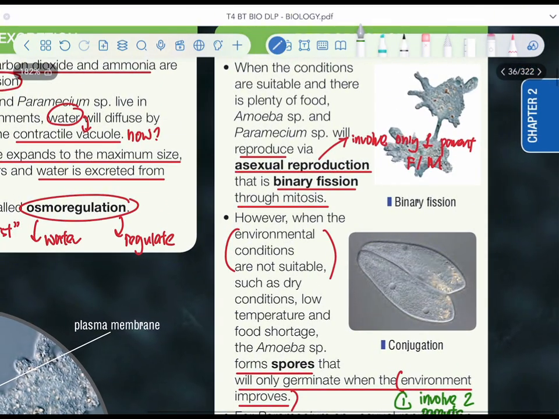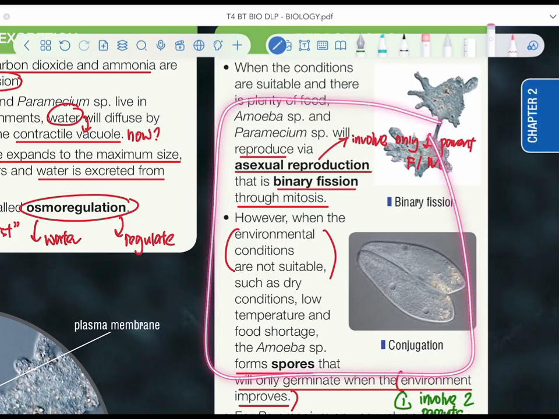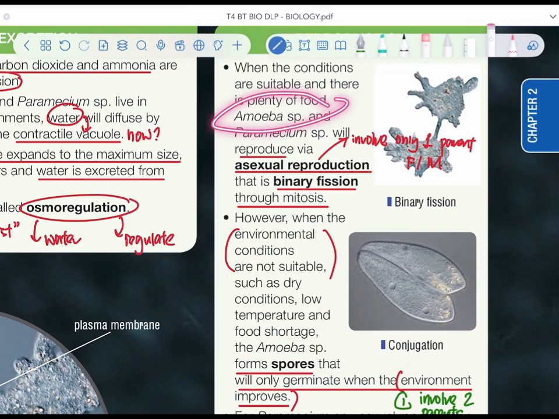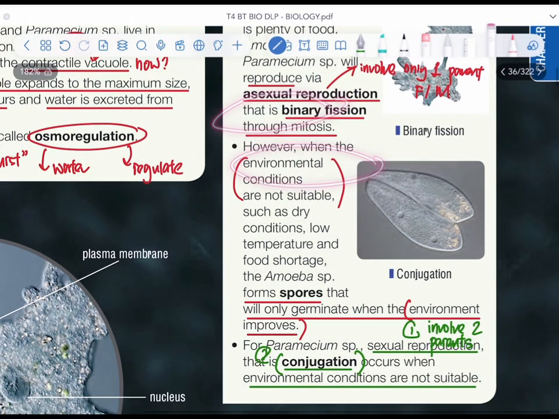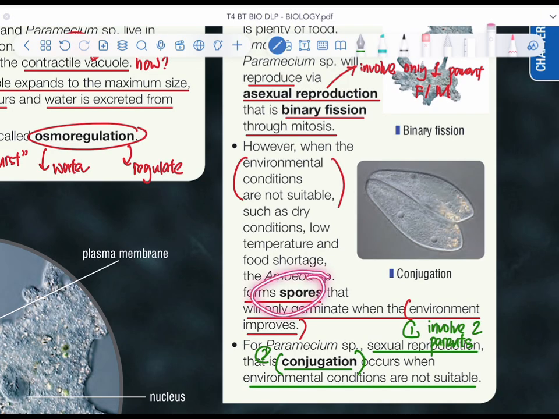Okay, so we can know the distinct difference is that amoeba species reproduce asexually, but the Paramecium reproduces sexually. Both of them can still reproduce when the environmental conditions are not suitable, where the amoeba species form spores and the Paramecium species use conjugation.